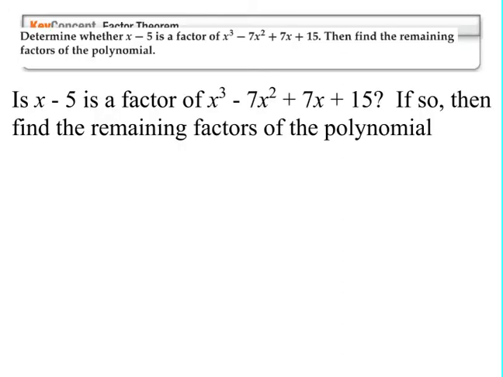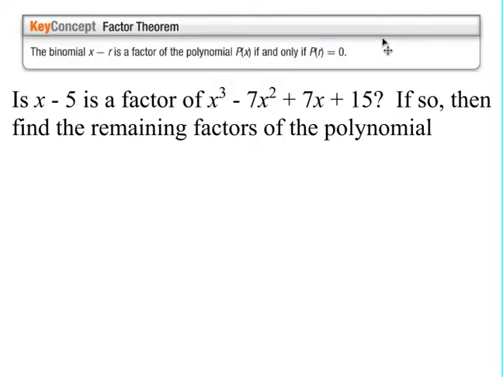Okay, so now, real quick, we're going to talk about the factor theorem. Basically, the factor theorem says that if something is a factor, then if I plug that number in, I get 0. If it's a factor and you plug it in, you aren't going to get a remainder. It says, is x minus 5 a factor of x cubed minus 7x squared plus 7x plus 15? If so, then find the remaining factors of the polynomial. So we're going to use a little synthetic division here. That's how it ties into the ones we just got done looking at.